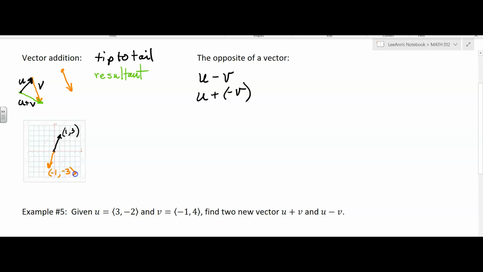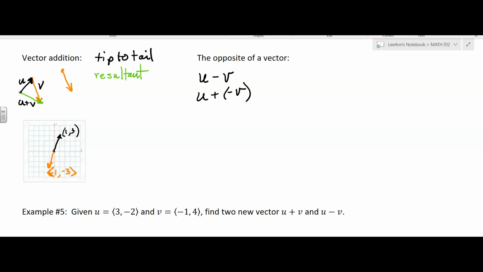And I can actually use those pointy brackets to indicate that it's in standard position. And then you would take that vector and add it to U, wherever the U vector is.